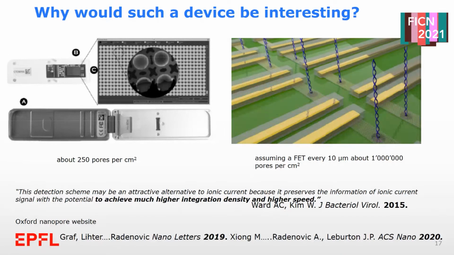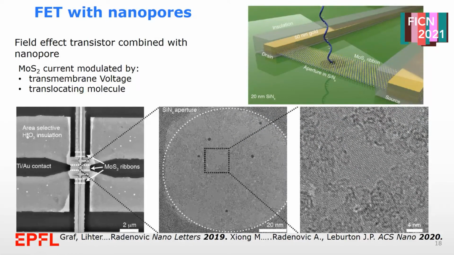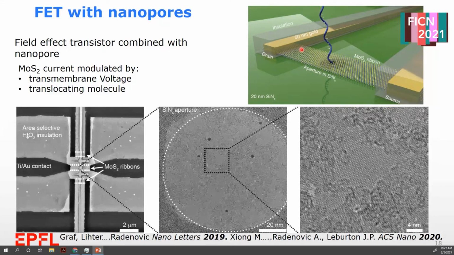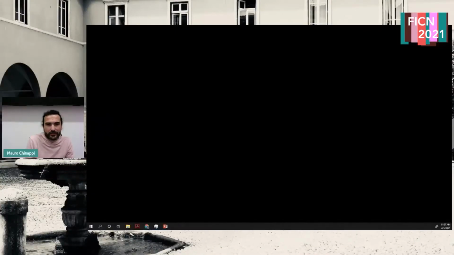In this type of detection, we can detect the in-plane current using the gold electrodes contacting our nanoribbon, and simultaneously also measure the ionic current as the DNA molecule passes through the pore. So that is basically the principle of the FETs with the nanopores, in which we can, in parallel, detect both types of signals.